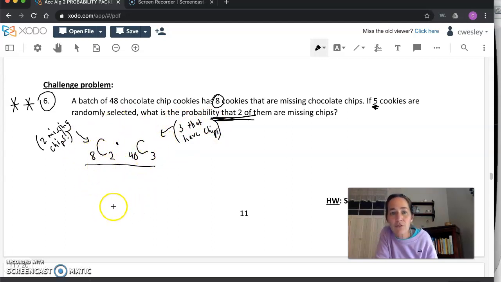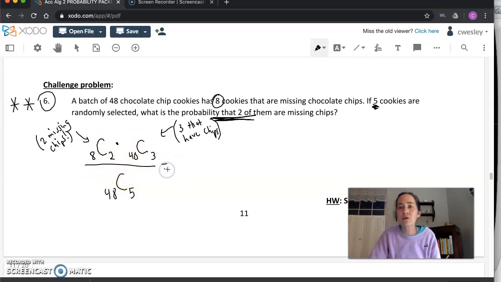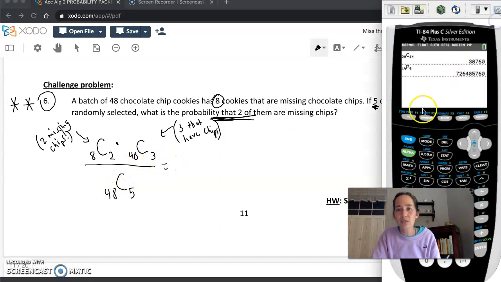On the bottom, you have the total number of possible outcomes for, in general, picking 5 cookies out of 48 cookies. Order doesn't matter. So you're going to do a 48C5 on the bottom. It's a little bit unexpected here. I'll be the first to admit that. But this should give you a good answer.